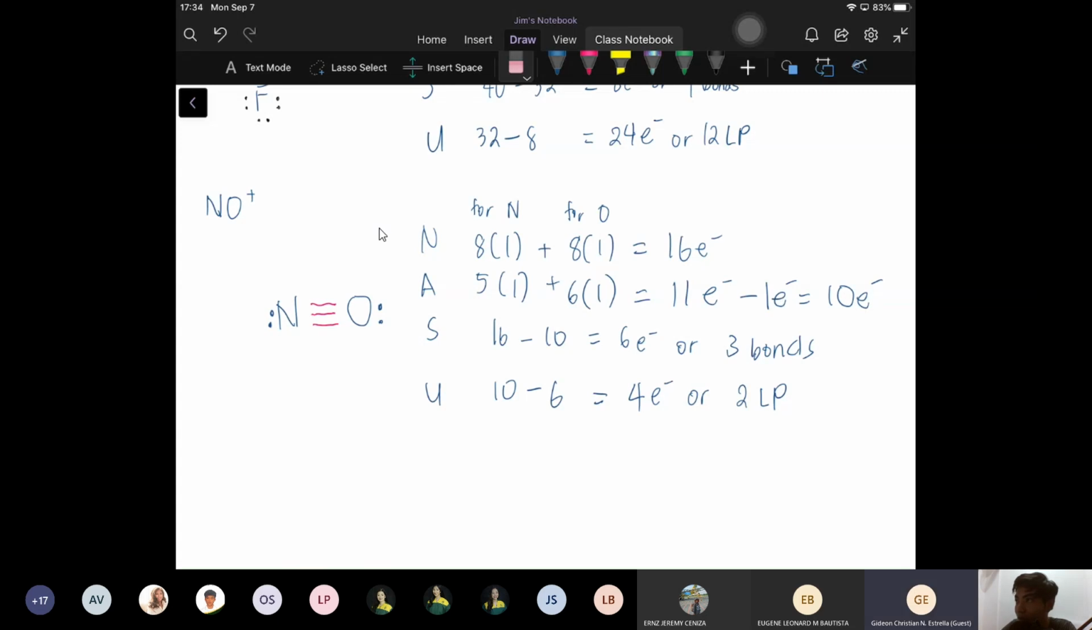Ayun, okay po. Pag negative naman ito, that means sobra ka ng electrons. So, you also have to account for that. Negative 1 yan, so that means may isa ka pang sobrang electron. May excess electron ka na isa, so plus 1 yan dito.